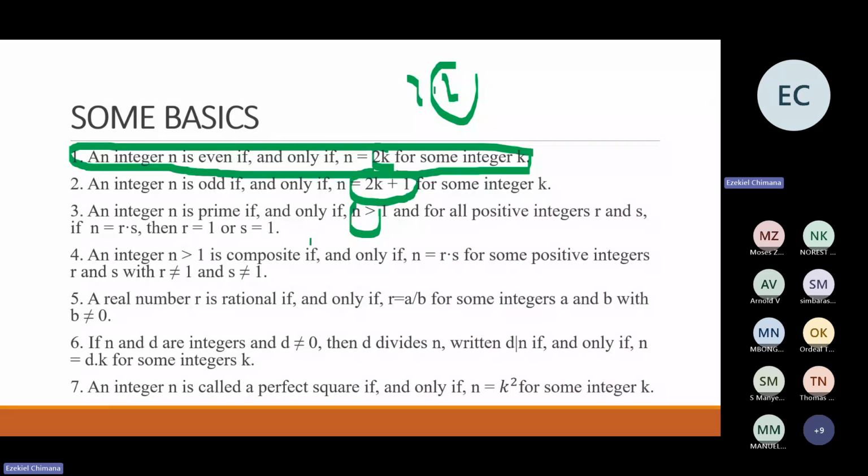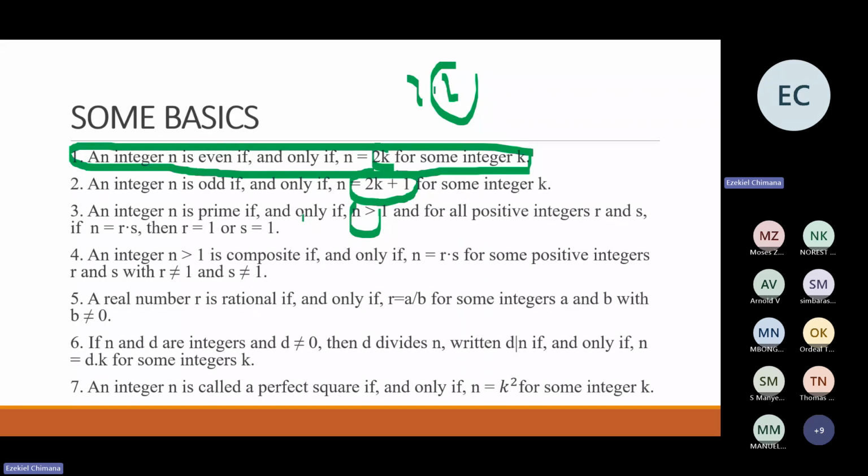So we are saying for a number to be said to be a prime number, that number must be greater than 1. That's the first thing. In other words, we do not have a prime number which is less than 1, right? And for all positive integers r and s, if n is equal to r times s, then r is equal to 1 or s is equal to 1.